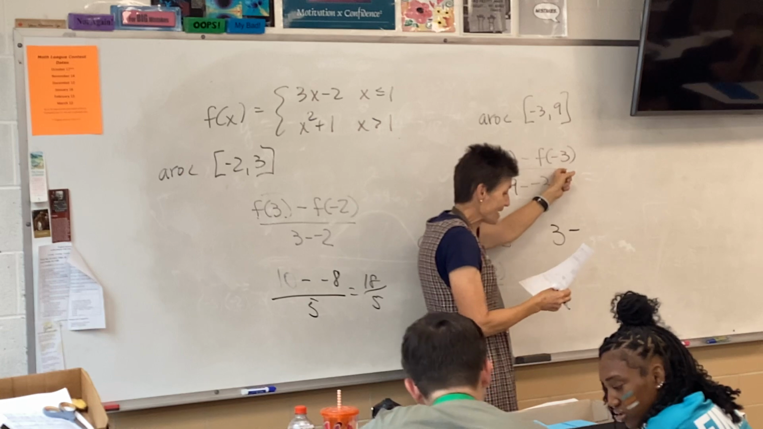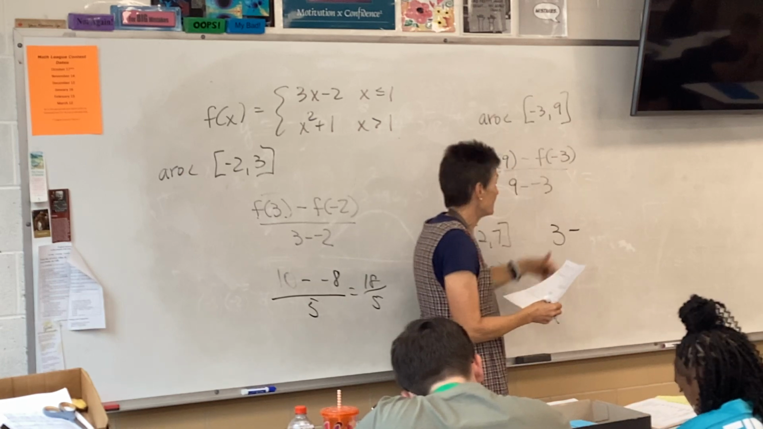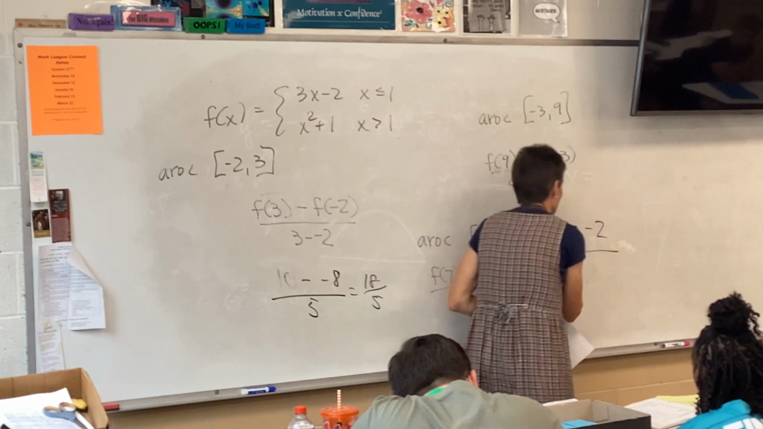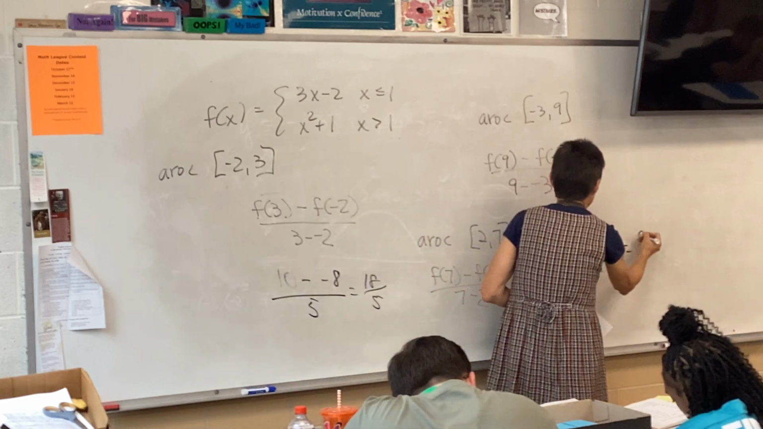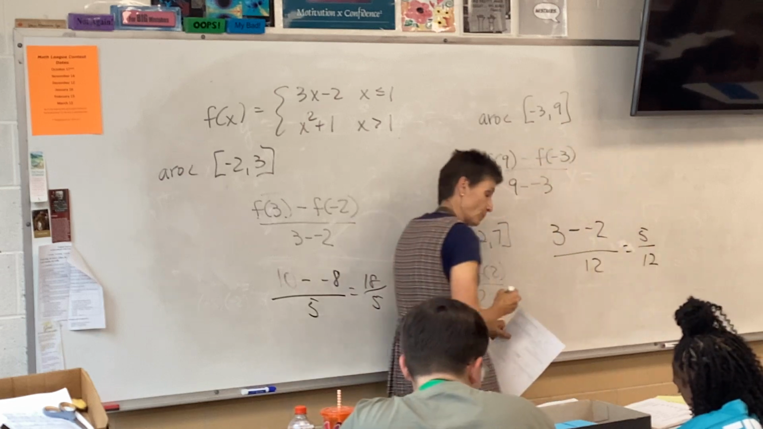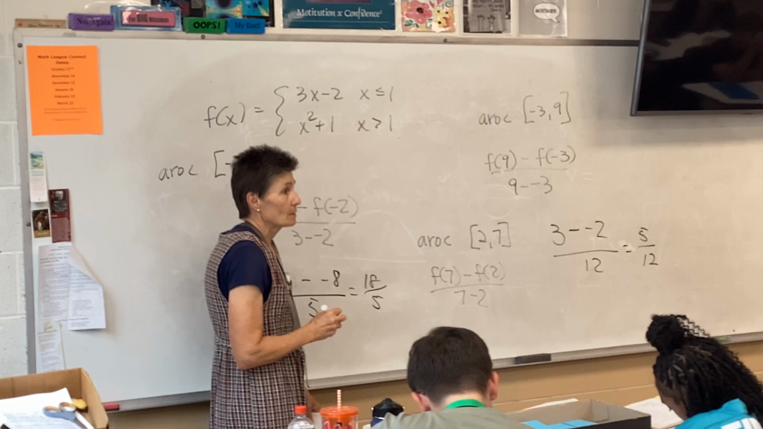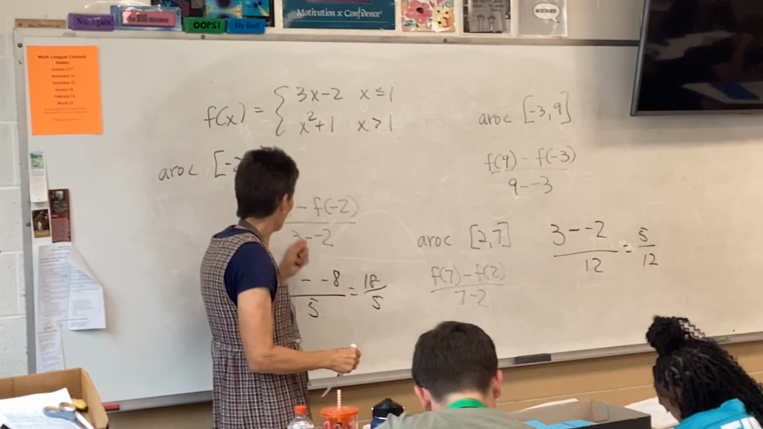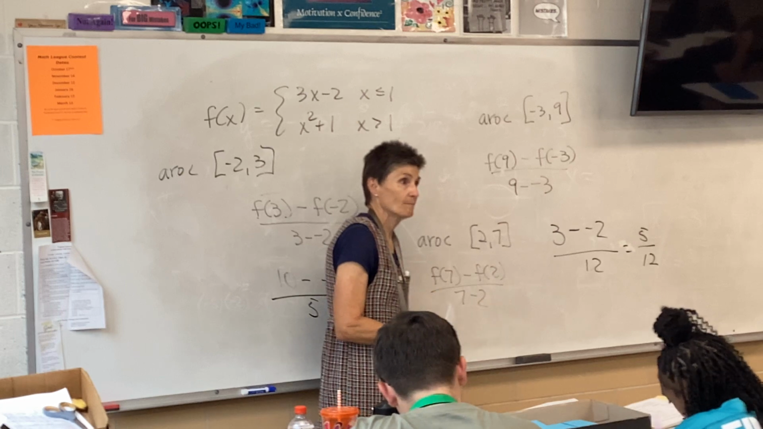All right, what about negative 3? What is the y value at negative 3? Negative 2. And then over 12. Did you get 5 over 12? Yeah. You're right. 5 over 12. Average rate of change: y minus y over x minus x.